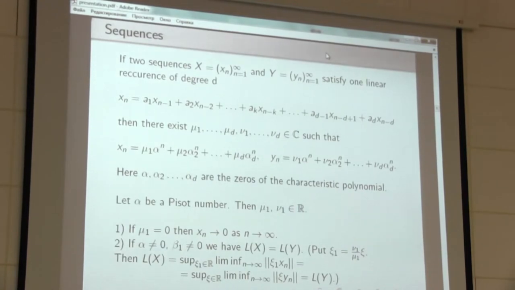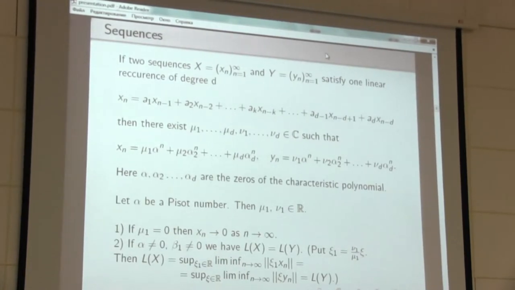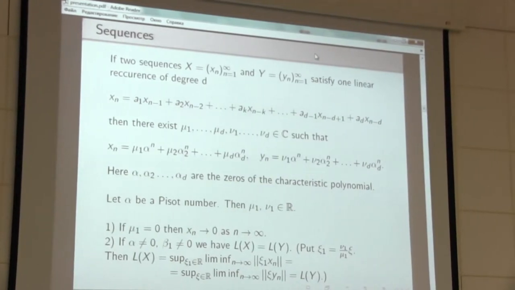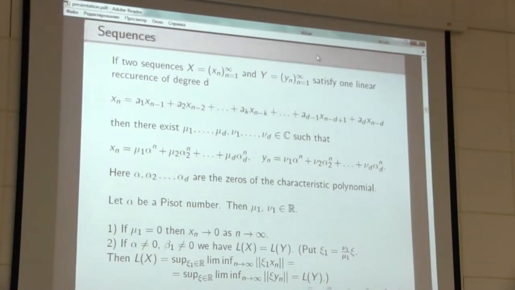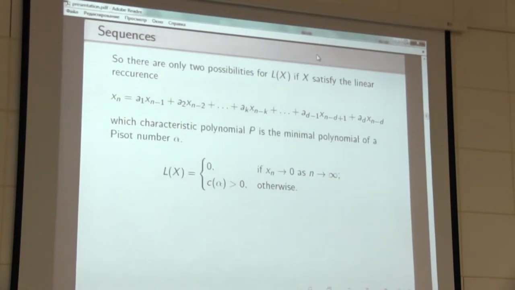There are two cases. If the first coefficient is zero, then the sequence tends to zero. And if it's not, then there is no difference which sequence we choose to calculate the value of L of x, because of this obvious equality. So, again, what do we have? We have only two possibilities for the sequence which satisfies the linear recurrence. L of x can be either 0 or some constant which is greater than 0.